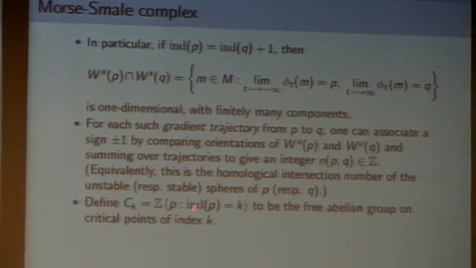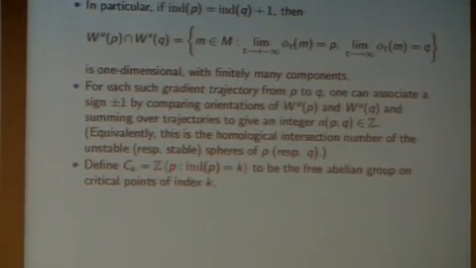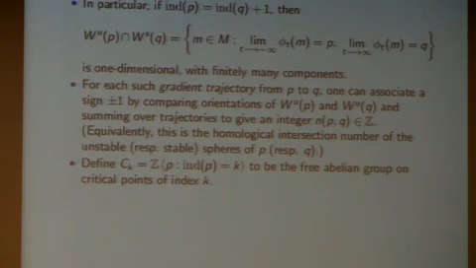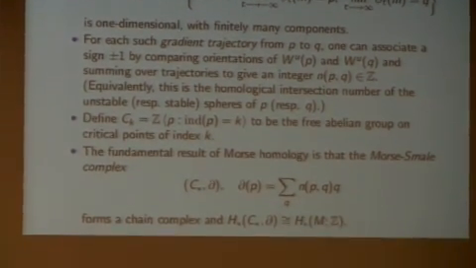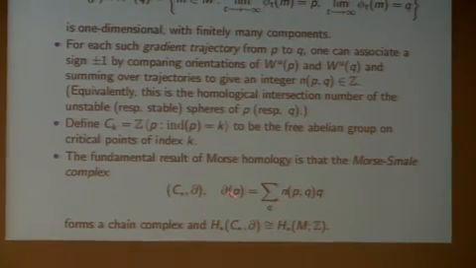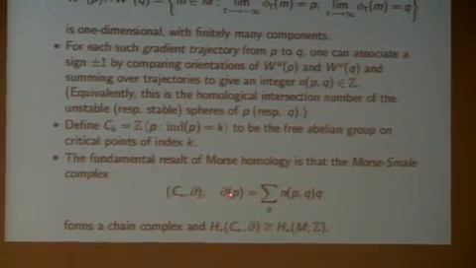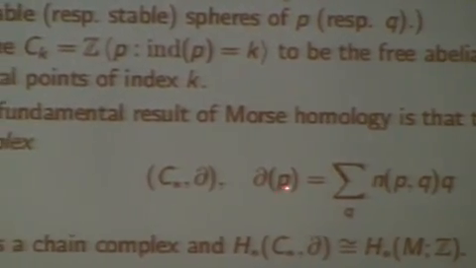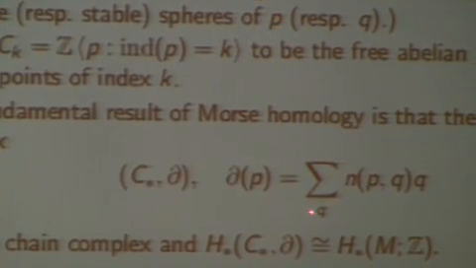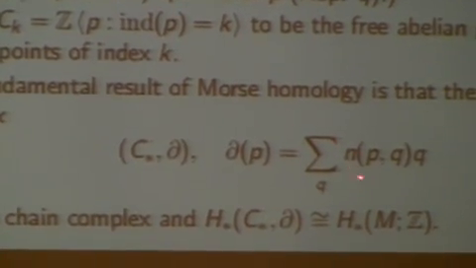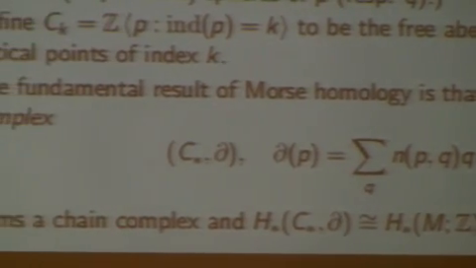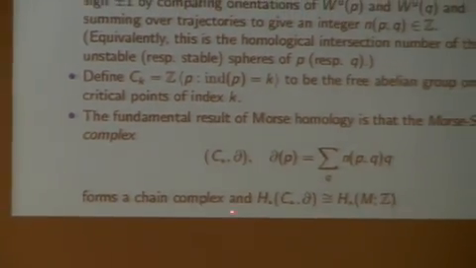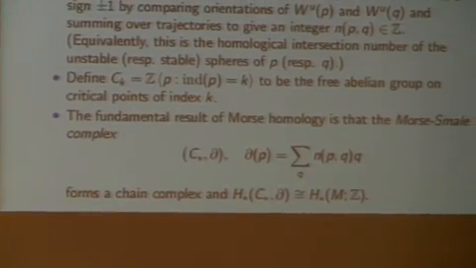So it turns out that if you take C_k to be the free abelian group generated by critical points of index k, these form a chain complex. This is the fundamental result of Morse homology: this forms a chain complex where the differential, going from critical points of index p to critical points of index one less than p, is just given by these integers. And moreover, the homology of this chain complex recovers the integer homology of M.